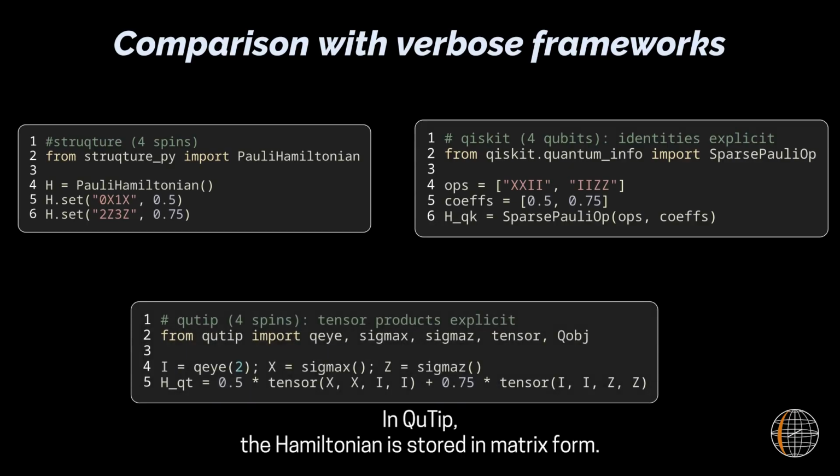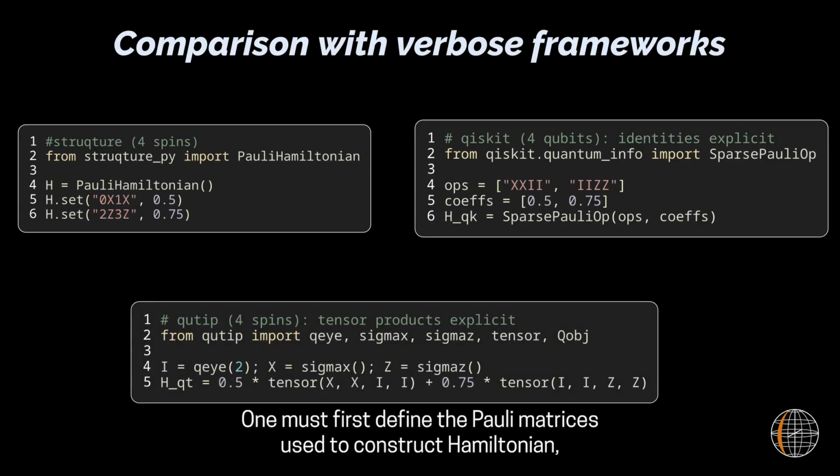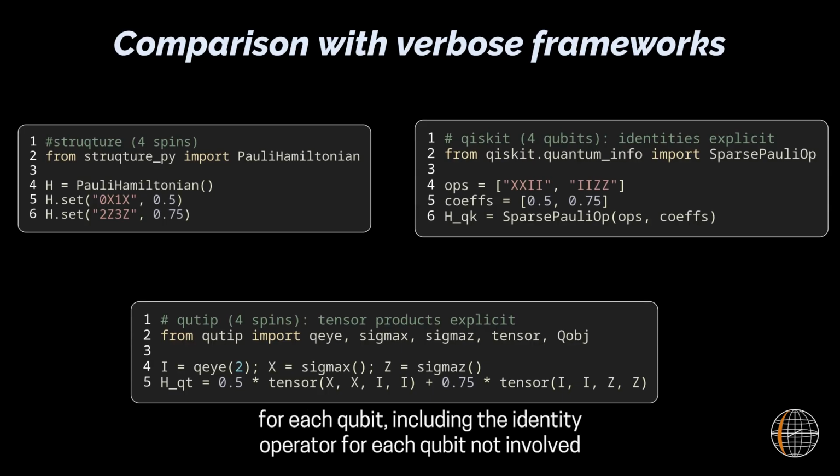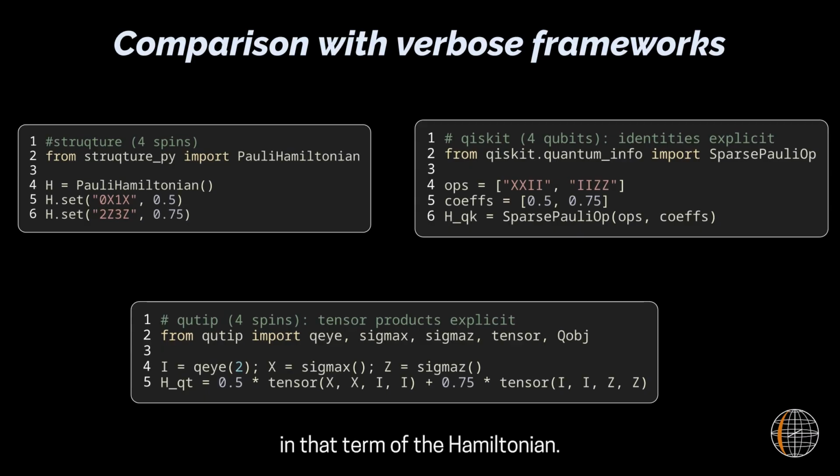In QuTip, the Hamiltonian is stored in matrix form. One must first define the Pauli matrices used to construct the Hamiltonian and then explicitly construct the tensor product of the correct operator for each qubit, including the identity operator for each qubit not involved in that term of the Hamiltonian.